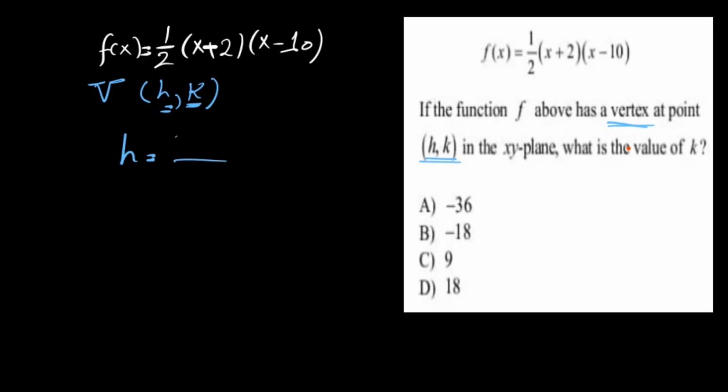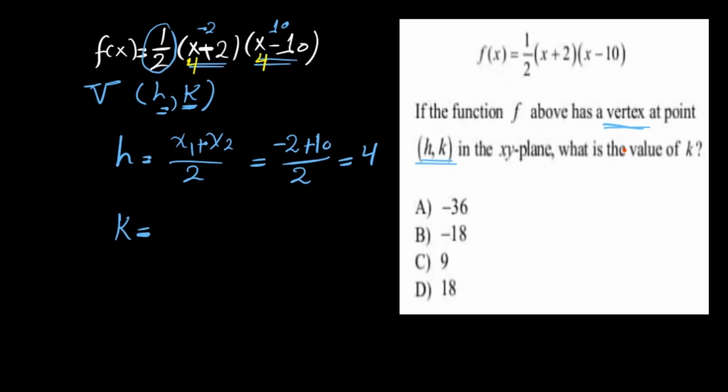Yes, (x1 plus x2) divided by 2. Where is x1? It is negative 2. Where is x2? It equals 10. That means negative 2 plus 10 divided by 2, which is 8 divided by 2. It equals 4. How to find k?